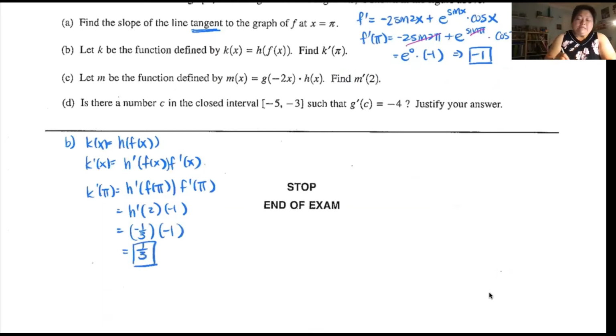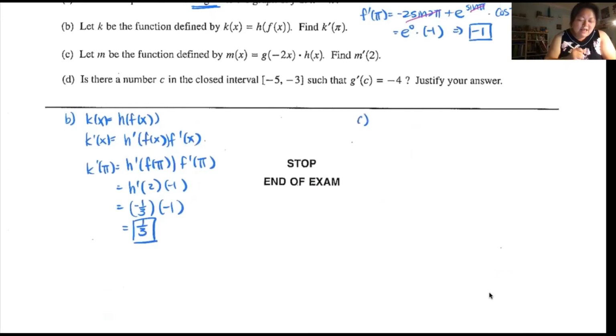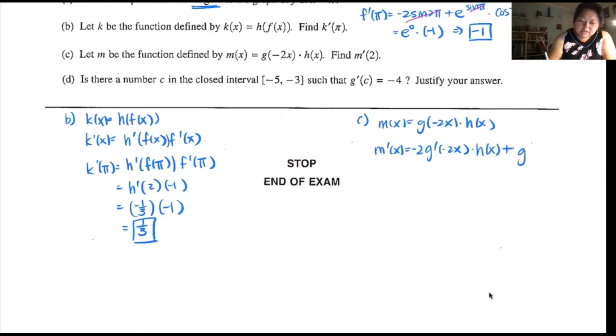All right, part C, end of exam, not yet. Let m be the function defined by m of x equals g of negative 2x times h of x. Find m prime of 2. So there's chain and product rule here. M prime of x equals the derivative of the first, which is g prime of negative 2x, take out the negative 2 because of chain rule, keep the next one, h of x, plus g of negative 2x and h prime of x. So that's your product rule and chain rule there.